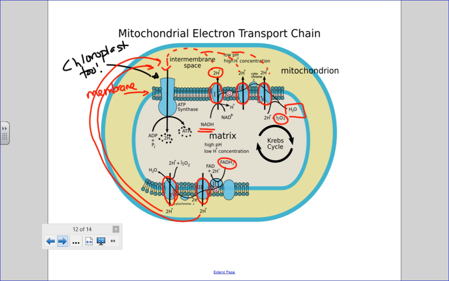And that's how I'm going to produce ATP. Just like with NADH, oxygen is waiting around at the end. And this is how we are going to make ATP, and this is how we're going to make water.